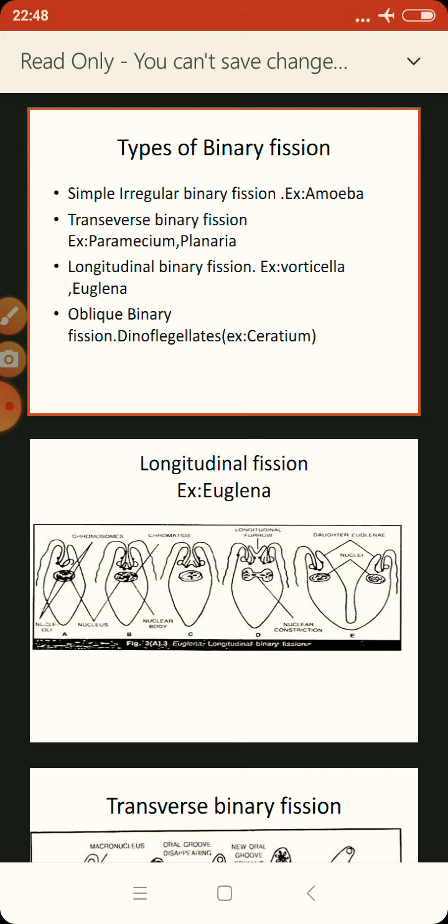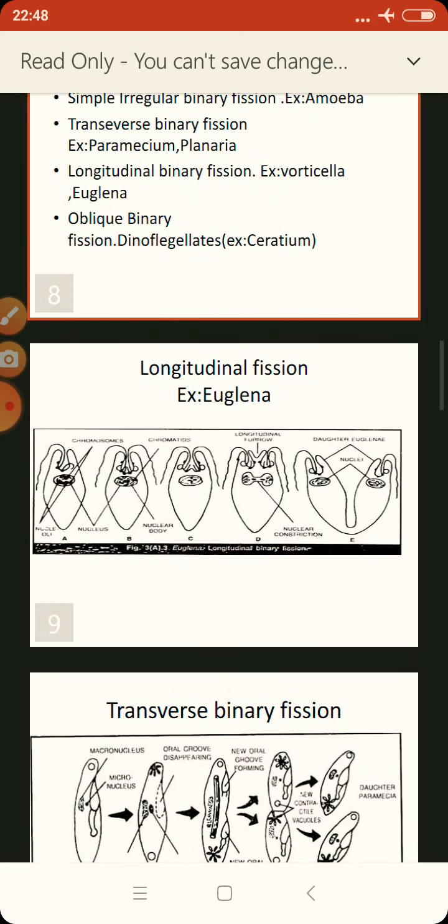Now, longitudinal binary fission. What is longitudinal binary fission? Here the organism divides itself longitudinally, lengthwise. The examples we give here are Vorticella and Euglena. These are the two examples where the cytoplasm divides along the longitudinal axis of the organism. In the figure below, I have given the longitudinal fission of Euglena.